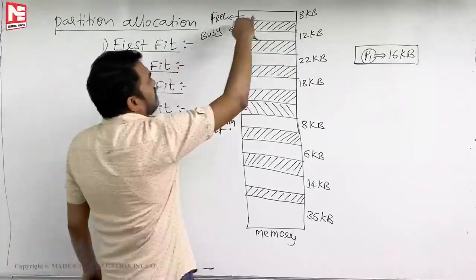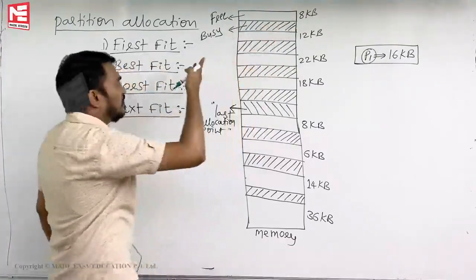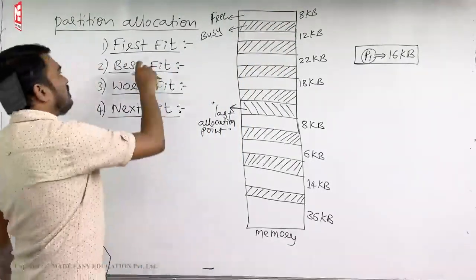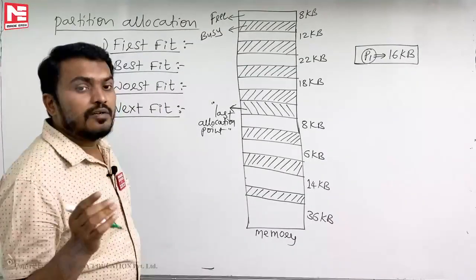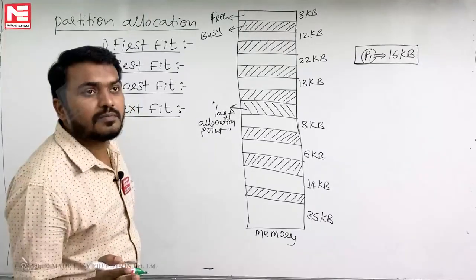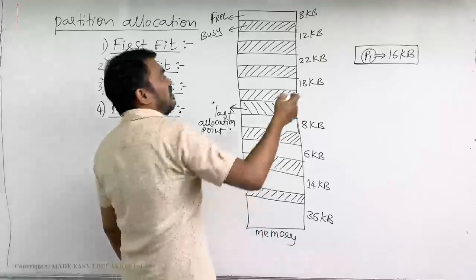Okay, listen here. This blank one is a free partition, and this dotted one is a busy partition. You can understand easily. Now tell me, if I use the first fit, in which partition will you accommodate? What is the definition of first fit? First sufficient partition from the top of the memory. So you keep on searching here.